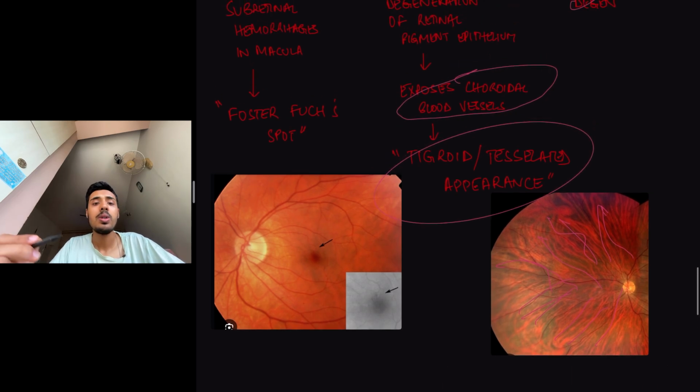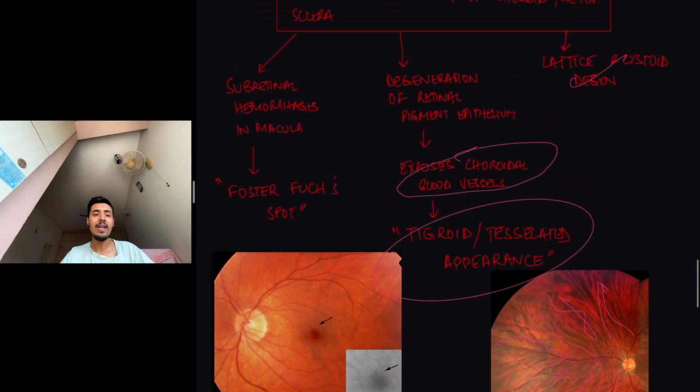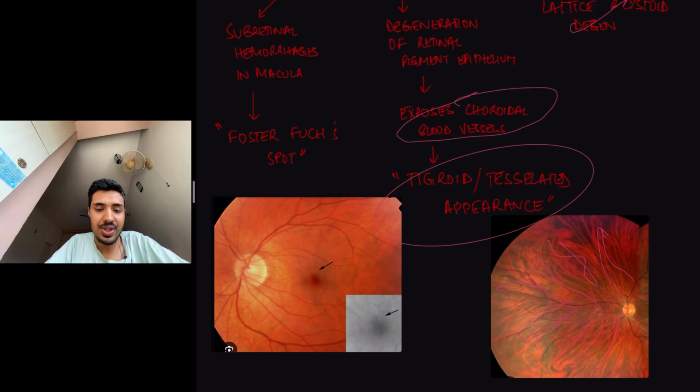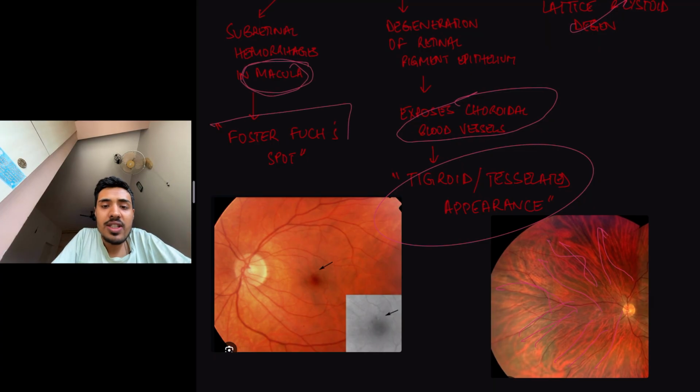This is one more thing. Also, because of the stretching of the retina, there can be subretinal hemorrhages near the macula. This is known as Foster Fuchs spot. So as you can see, you have Foster Fuchs spots here.